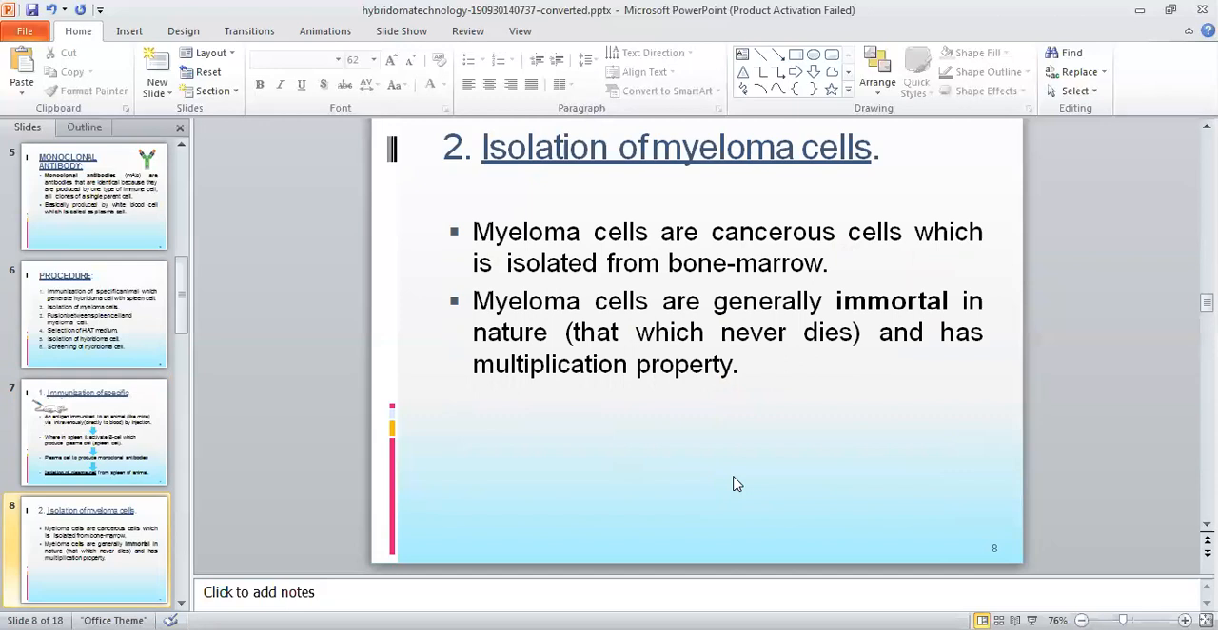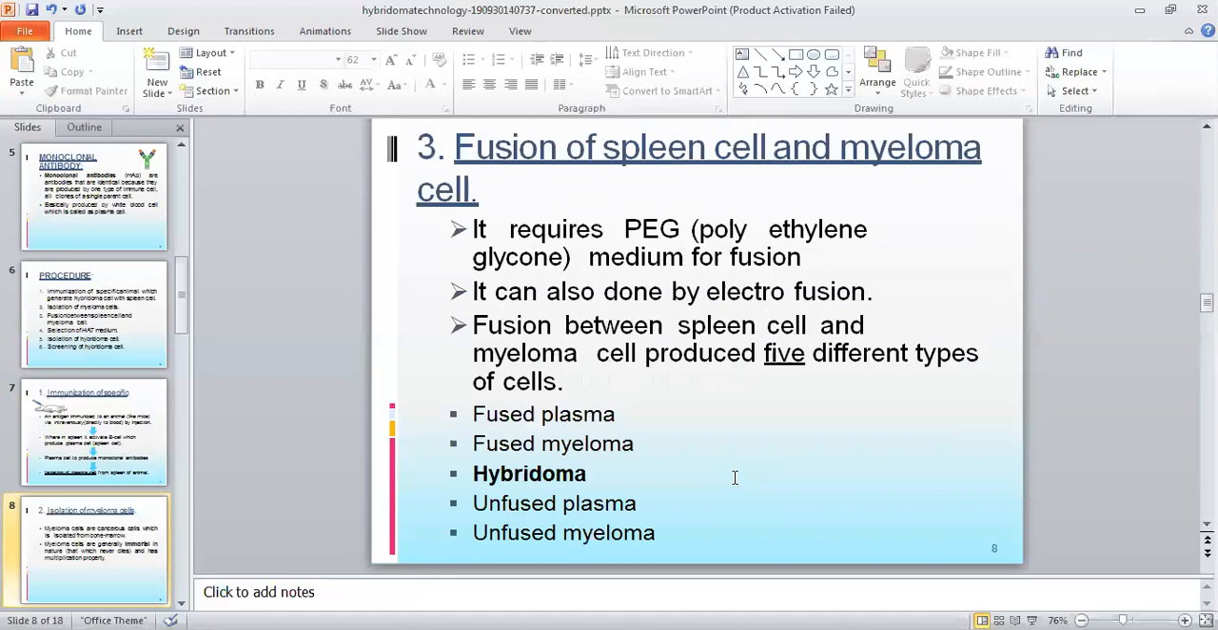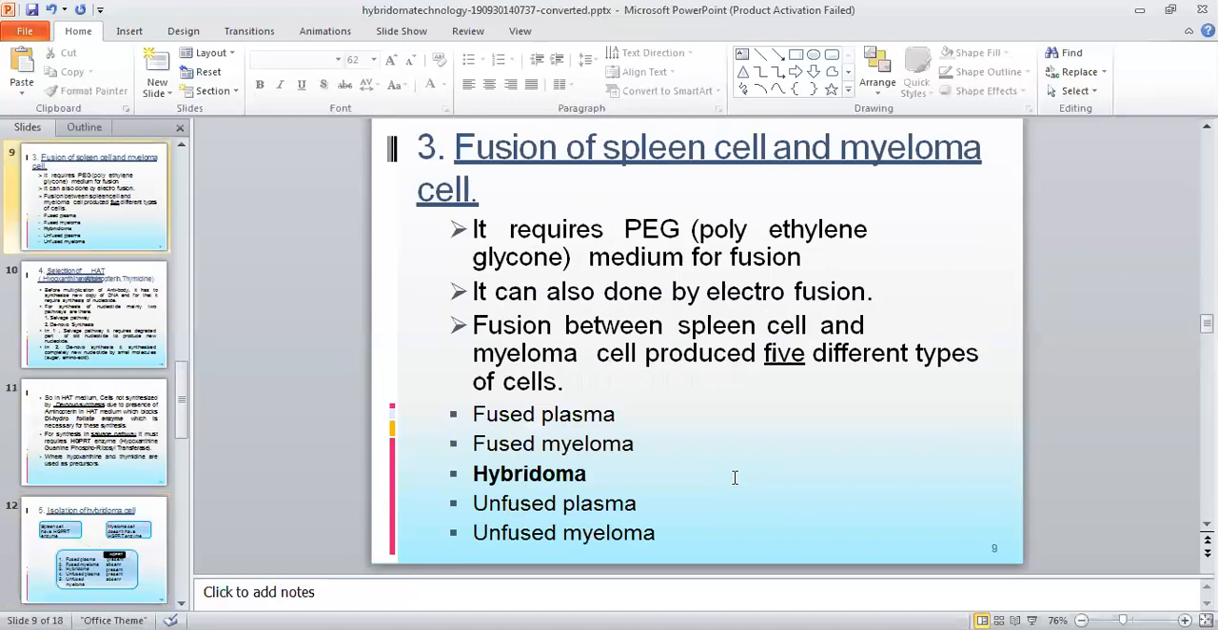These myeloma cells are generally immortal in nature, meaning they cannot die, and they continuously divide and multiply to produce a number of cells. They have uncontrolled division. Third is fusion of spleen cell or plasma cell and myeloma cell.